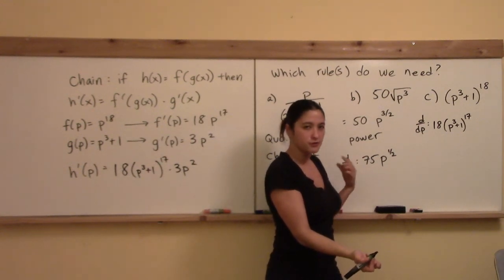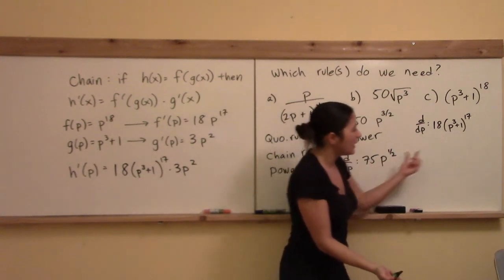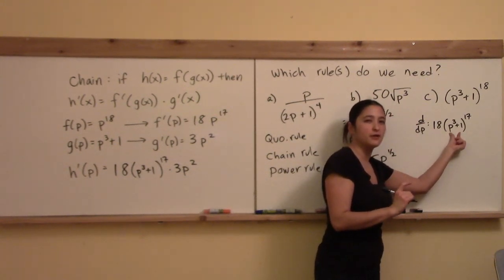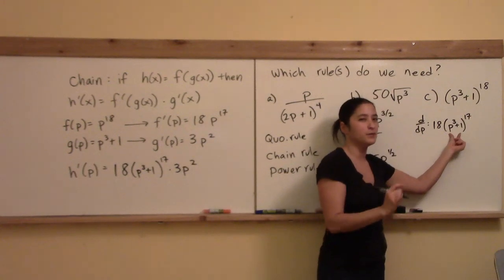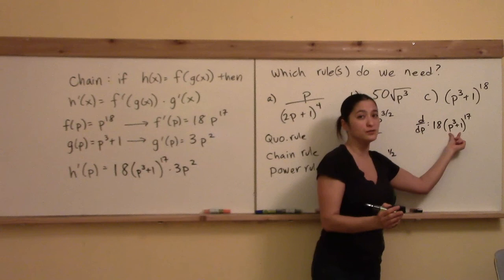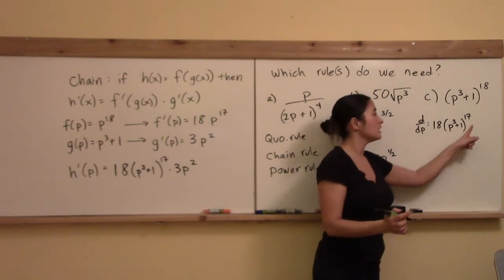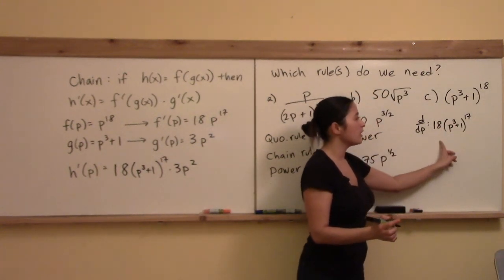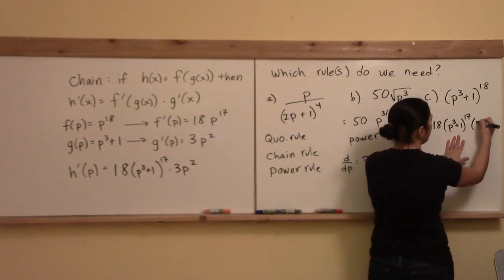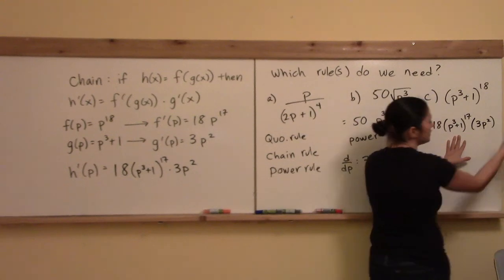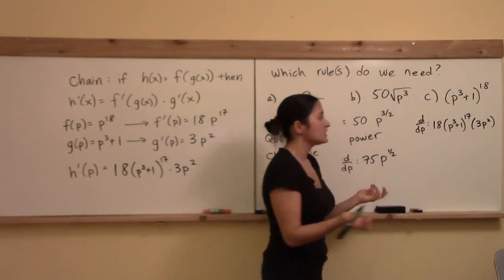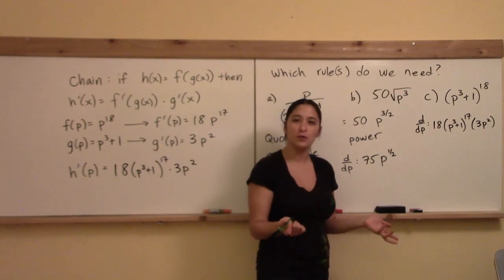And then I have to remember my chain rule, which is that if I had anything besides just the single letter variable, so if I had just the letter p to the 18, I wouldn't be doing this right now. But because I have p cubed plus 1 to the 18, I have to remember that when I get done applying the power rule to the outside function, I must multiply the whole thing by the derivative of the inside function. Okay, so don't forget the chain rule. In fact, the chain rule is actually always in effect.